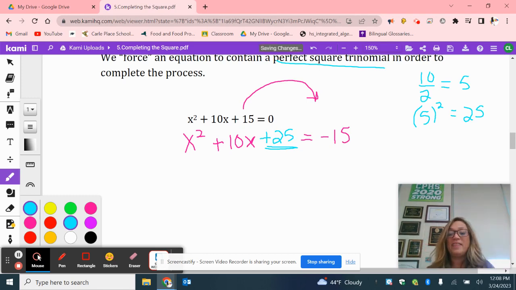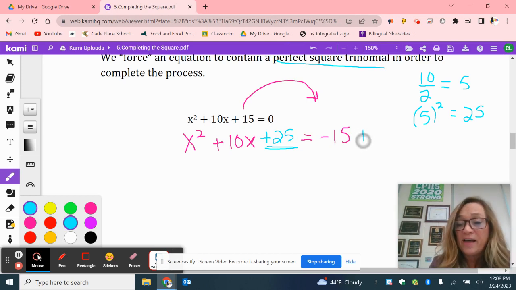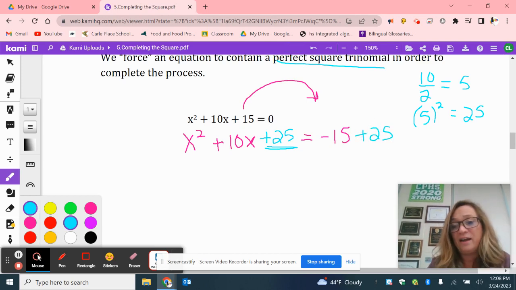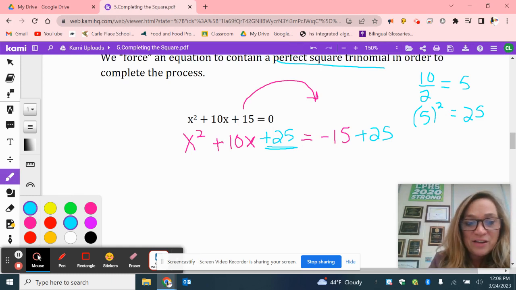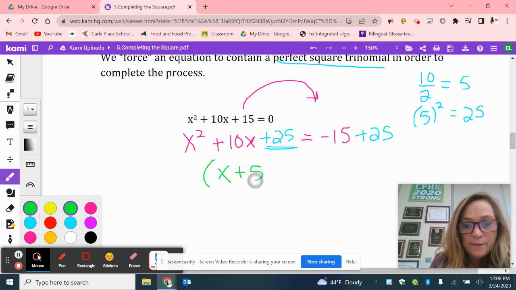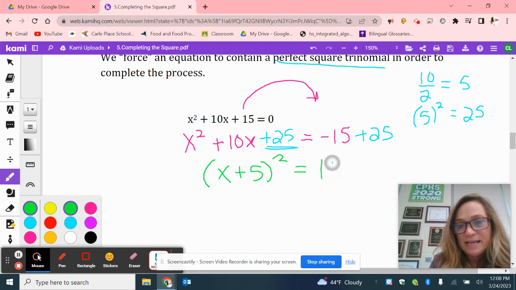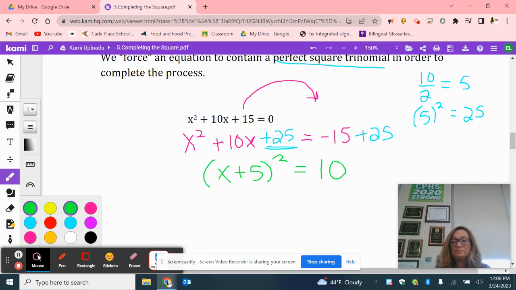But remember, this is an equation. So whatever you do to one side, you do to the other. So because I added 25 there, I have to add 25 there. That's called the property of equality. It's keeping the fact that it's an equation true. Okay? So now I'm going to factored form. This is factored form. And 25 minus 15 is 10. Okay, that's called factored form.